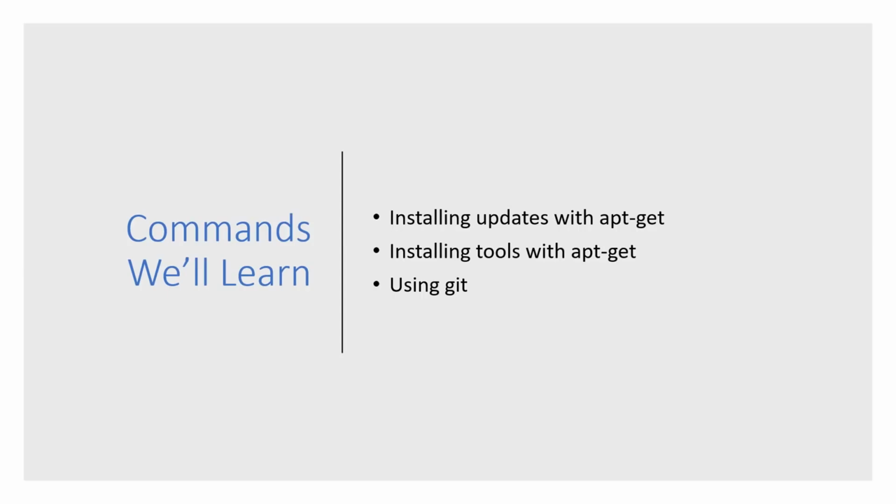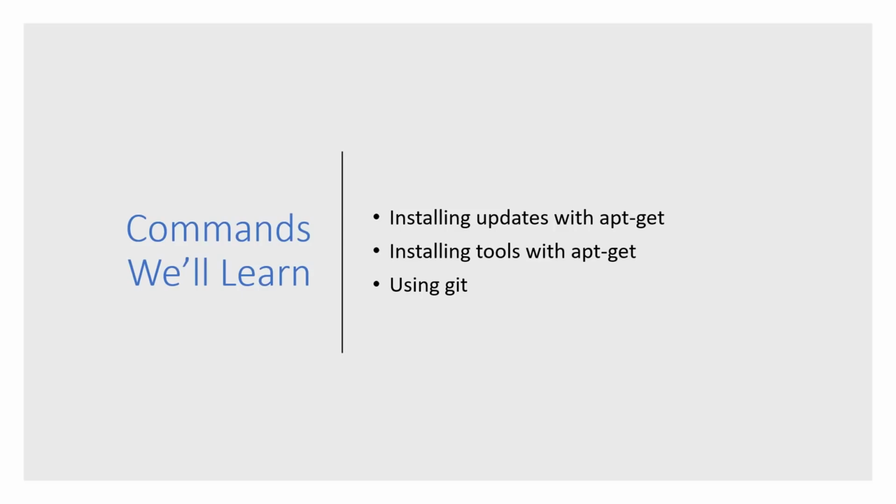All right, welcome to the penultimate video. We are going to be focusing on installing and updating tools. So let's look at our agenda. What are we going to learn? We're going to learn how to install updates for Kali. So we're going to learn how to install updates using a tool called apt-get. And we're also going to learn how to install tools using apt-get. Specifically, we're going to be installing a tool today called Git. We're going to be using Git then to clone from a website.